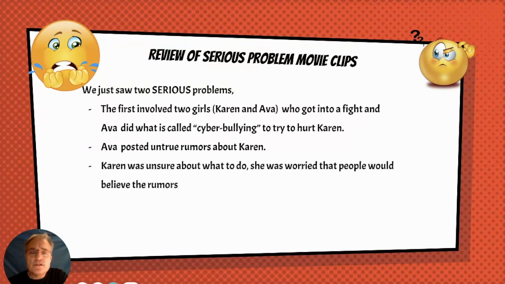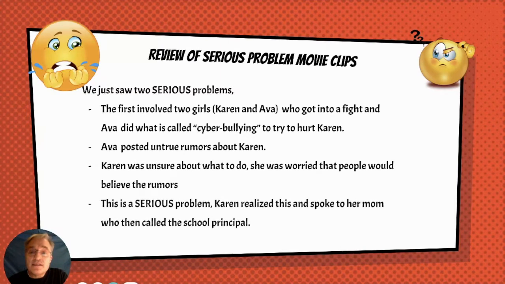Karen was unsure what to do. This was serious. She was worried that people would believe the rumors. She didn't know what to do. This is a serious problem. Karen realized this and spoke to her mom, who then called the school principal, and the school principal was able to help with this problem.